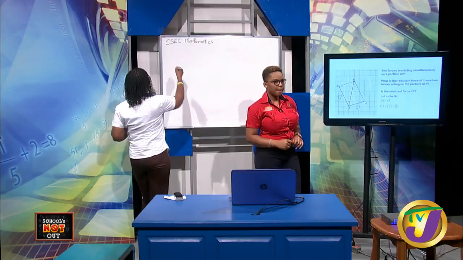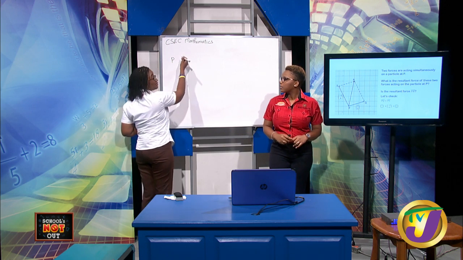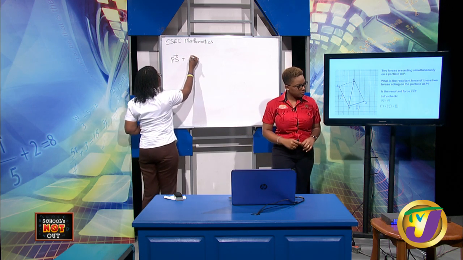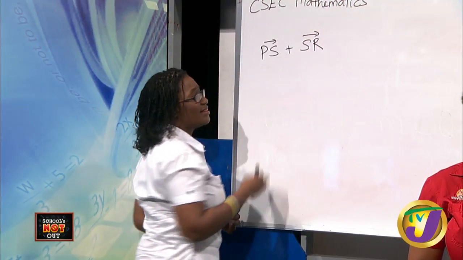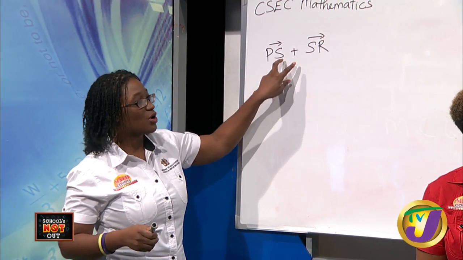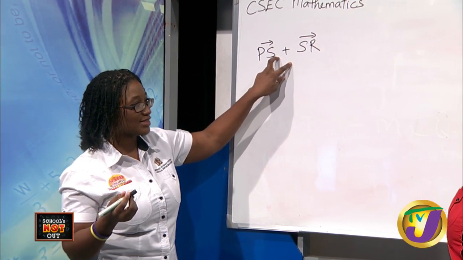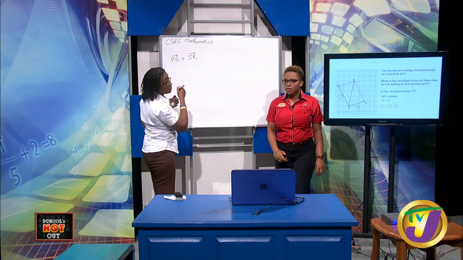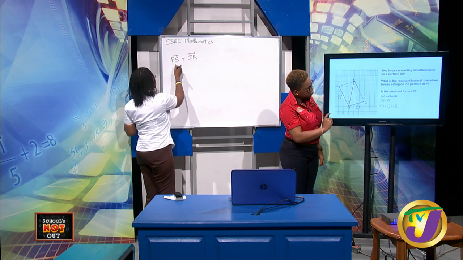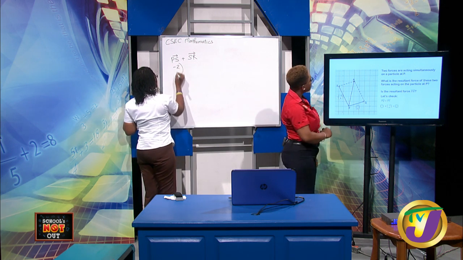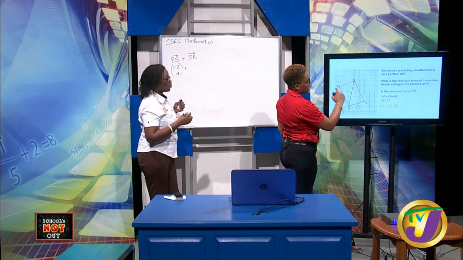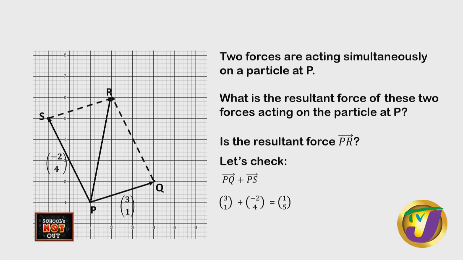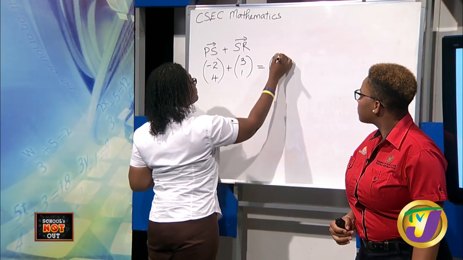All right, so Latoya, we're going to add vectors PS and SR, and we would have looked at this concept earlier when we were talking about the common point that is present. So vector PS, we know that's (-2, 4). And SR, which we said is parallel and equal to PQ, so that's (3, 1). Good. And so this now will give us the resultant vector, which is (1, 5).